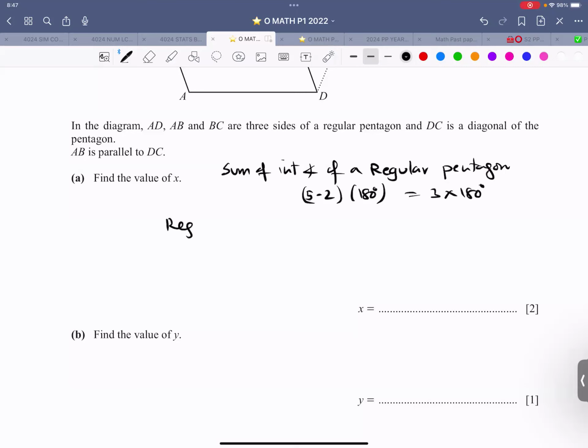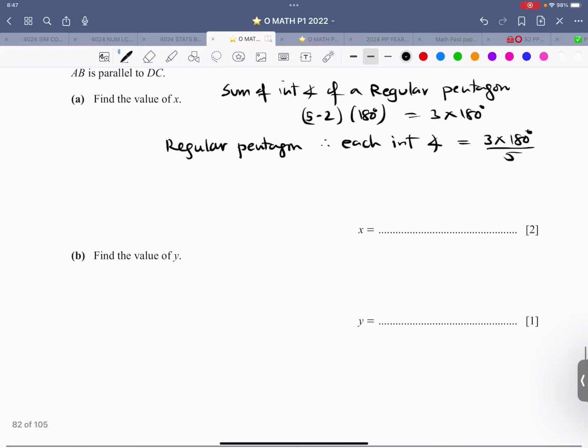Therefore, since it's a regular pentagon, each interior angle is 3 into 180 divided by 5. So that's 3/5 of 180. So 3 into 36, since 180 over 5 is 36. Let me show you the working. 5 1s are 5, 36. So that comes out to be 108 degrees. That is the answer for this part.